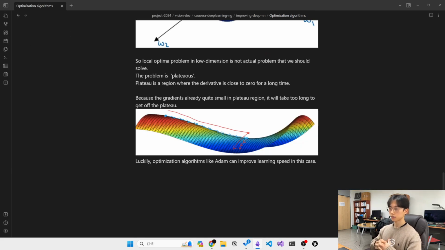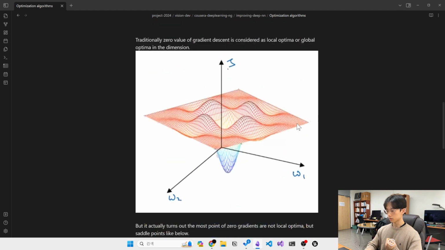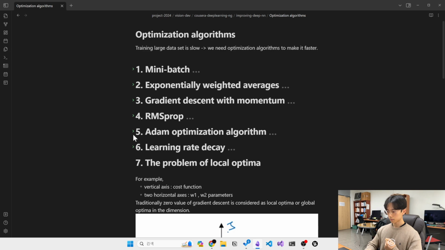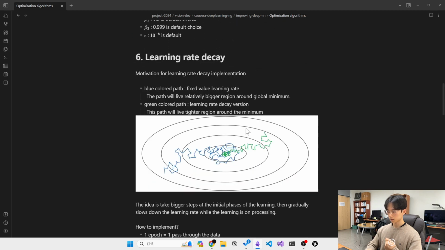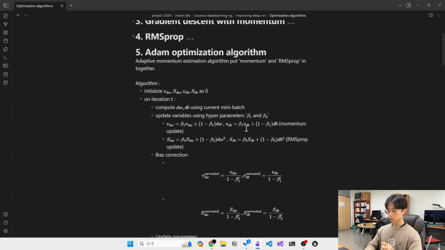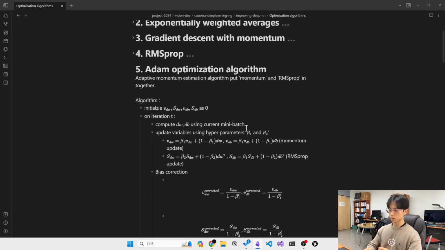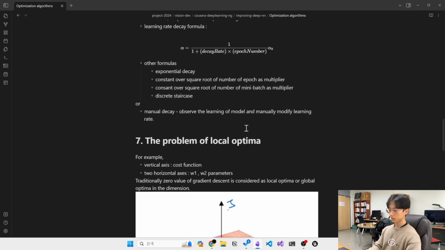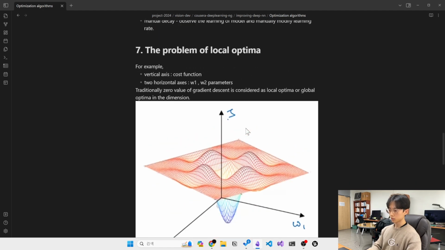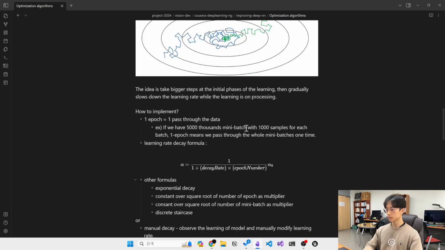Before I go to end up today's recording, let's recap first. What I learned today is about Adam optimization algorithm and learning rate decay, and the final one is the problem of local optima.